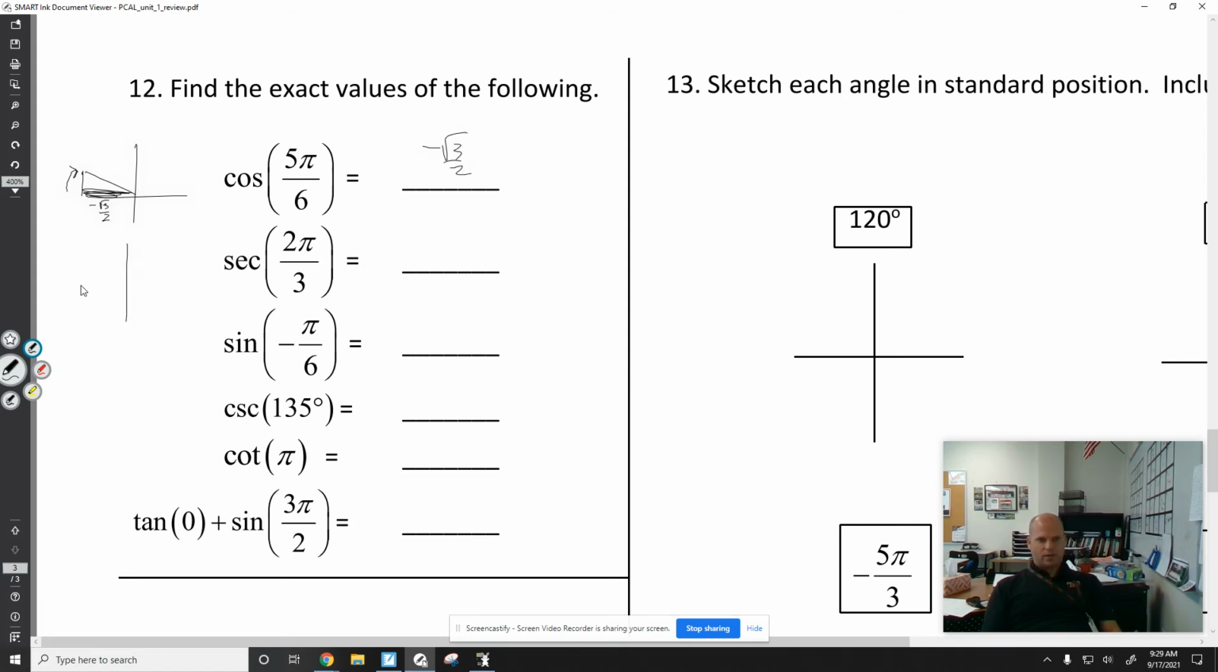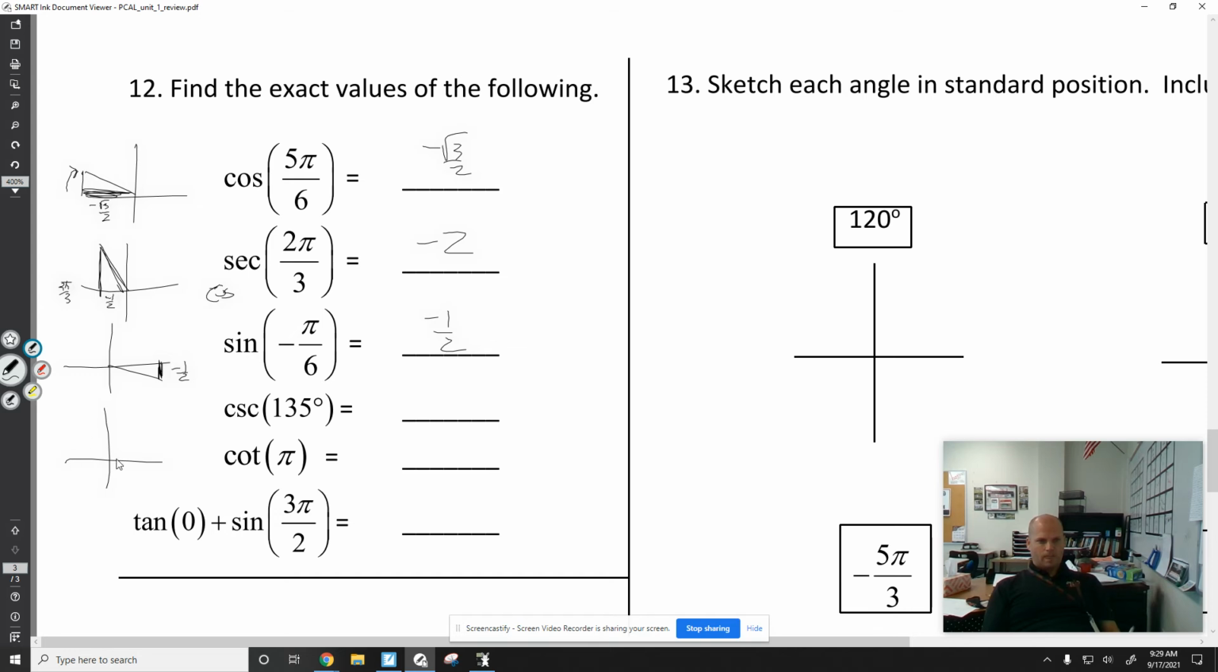Secant, 2 pi/3. Take 3 pi/3, subtract a pi/3, 60-degree reference angle, 30, 60, 90. Secant's the reciprocal of cosine. Find the cosine. Cosine is -1/2. Flip it, -2. Sine, negative pi/6, 30 degrees, fourth quadrant. Sine is the opposite. That's the shorter side in this case, -1/2.